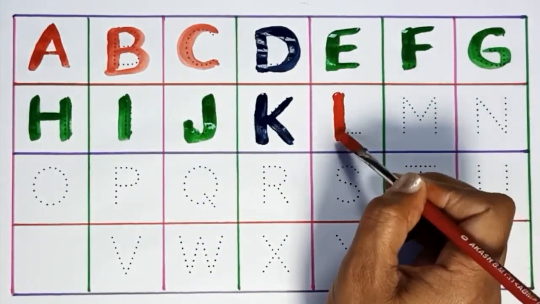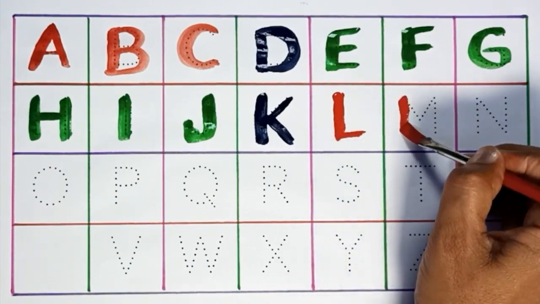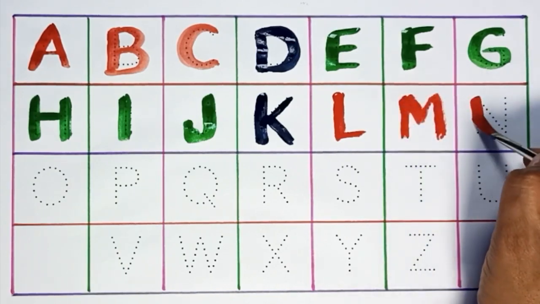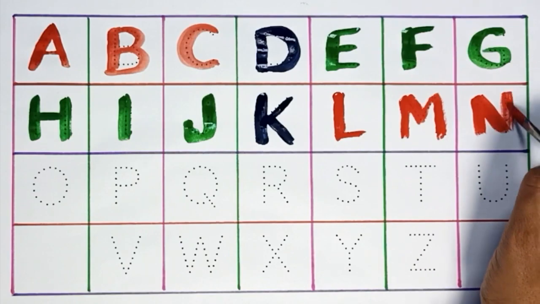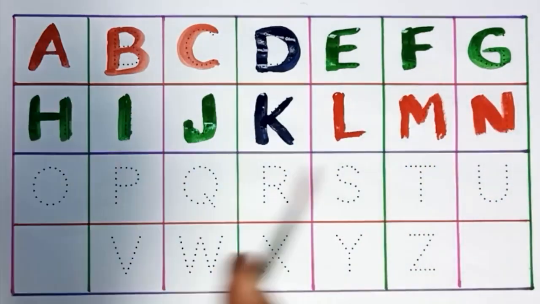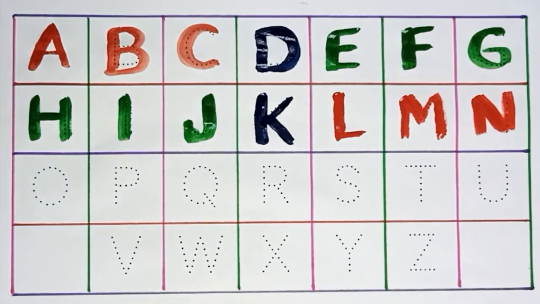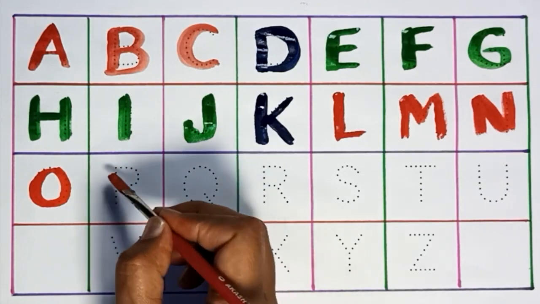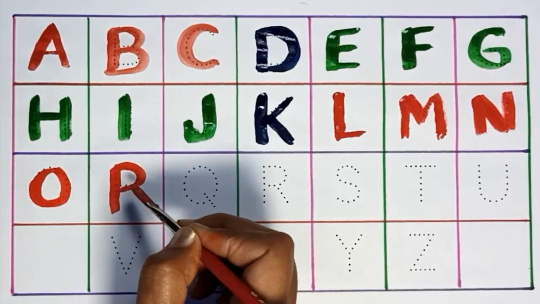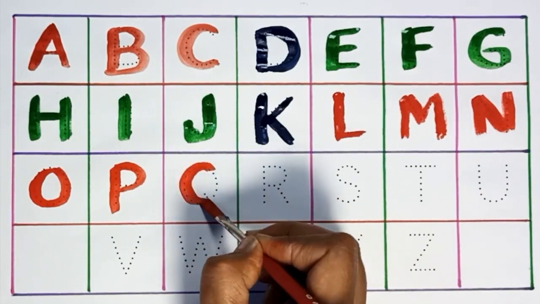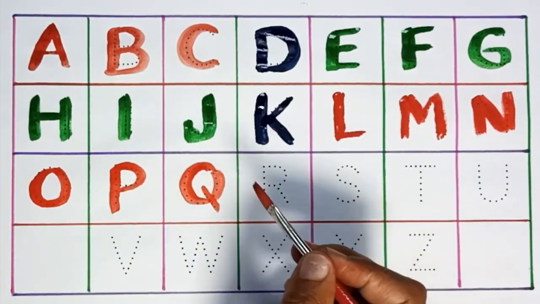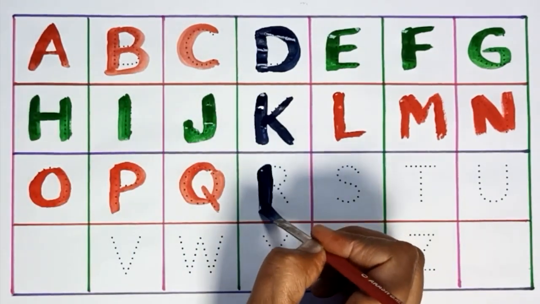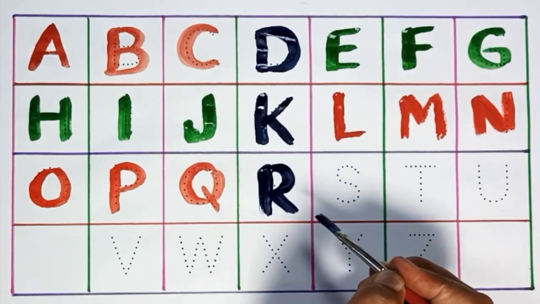L. L for lion. M. M for monkey. N. N for nest. Red color. O. O for orange. P. P for parrot. Q. Q for queen. R. R for rabbit. Blue color.